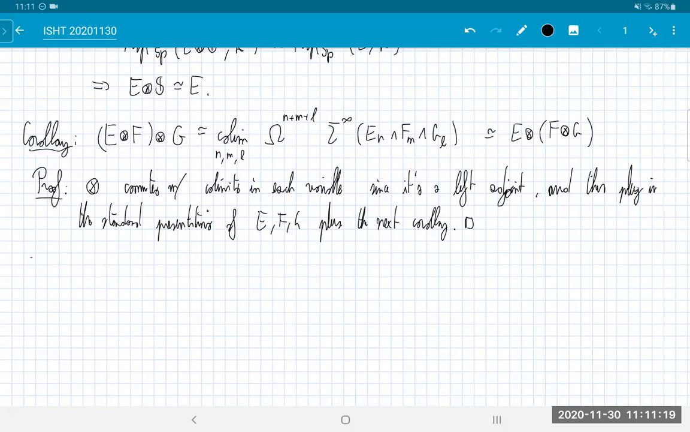But okay, the next corollary is a very easy one. So saying that sigma infinity of X tensor sigma infinity of Y is the sigma infinity of X smash Y, which actually follows directly from the fact that it commutes with colimits in each variable, which is why I wasn't thinking of stating it separately. But let me give you the proof of this.